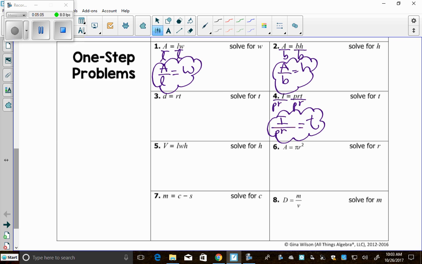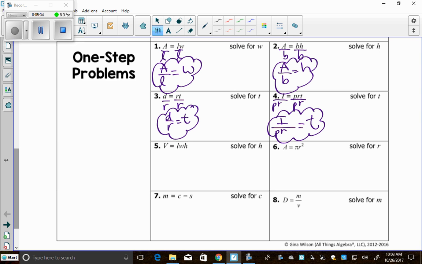Okay, now you're back. On number 3, you want to solve for t, so you should have divided each side by r, and you have d over r equals t. Did you get that right? I'm sure you did. Okay, I'm going to look at number 6. On number 6, you are solving it for r. Now, there's a little bit more going on with this one. I have A equals pi r squared. Does anyone recognize this formula? It's the formula for the area of a circle.